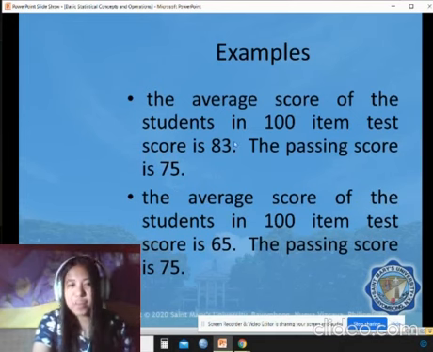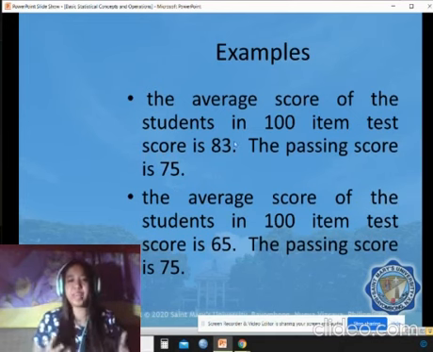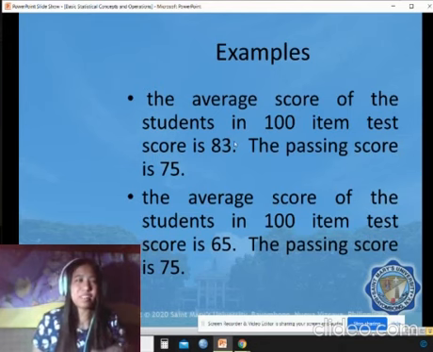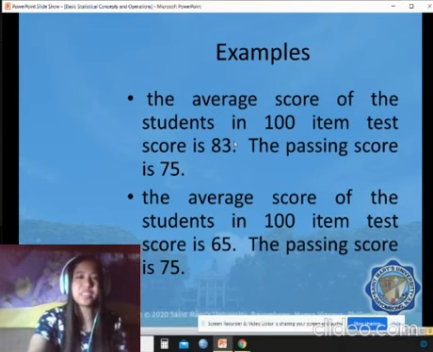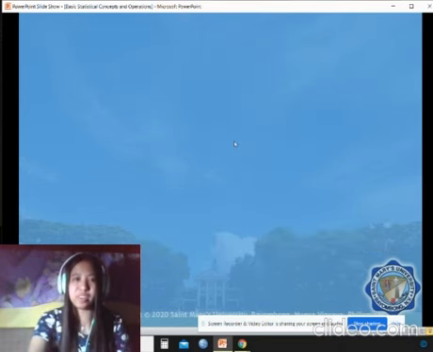So this number is very powerful that you cannot determine whether they passed or failed if we do not know this number or the average score of the students. So that's how descriptive statistics works.